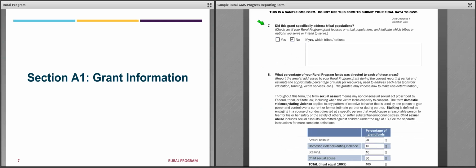On the next page, question 7, tribal populations. So this is asking, did this grant specifically address tribal populations? If you indicate yes to this question, you would go ahead and list the specific tribal populations. Answers such as all tribes in our state or the use of etc.